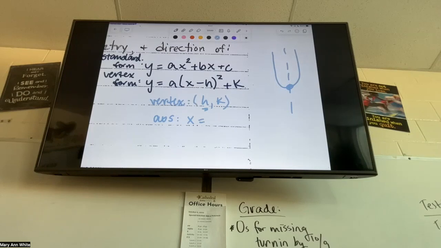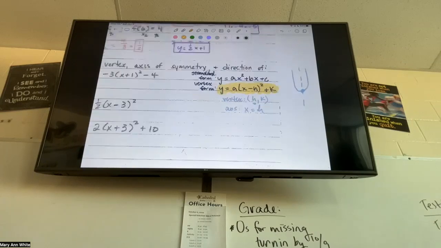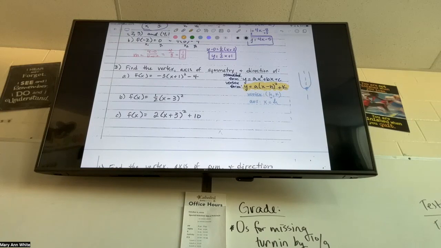And then last but not least, our up and down depends on just what the a value is. If it's positive, then it's up, and if it's negative, it's down. So just looking at that a value is what is my direction. The reason I wanted to go through that slowly is because now we're going to take things that are already in vertex form, and we're going to identify the vertex, axis of symmetry, and direction. It's super easy when it's just written out directly in this form.